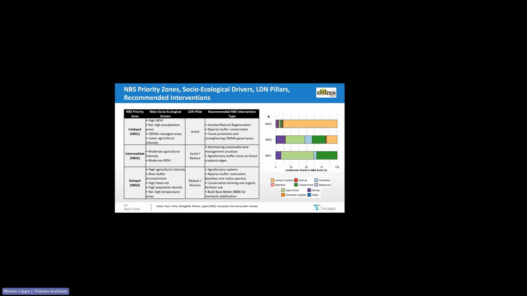And then from an LDN pillar, of course, the question is, is it an area where I have to avoid, or where I rather have to restore or reduce? And then on the right side, you see potential intervention types, those which we see and which we think are suitable for that study area. But like I mentioned before, this would still be cross-checked with stakeholders in our feedback workshops, because this is our technical proposal. I would still be cautious to just hand over to a government agency without a feedback loop, for example, with local communities.